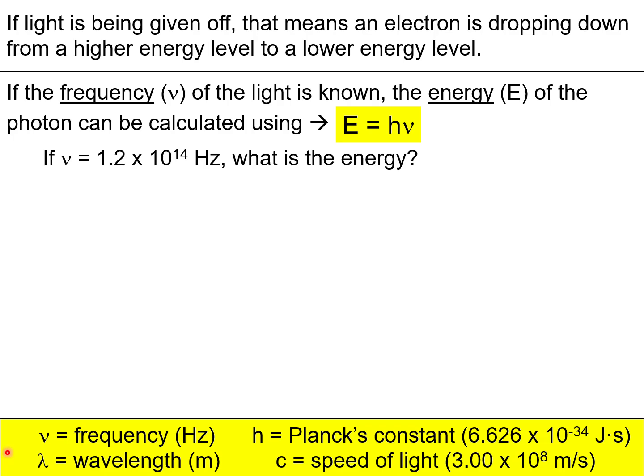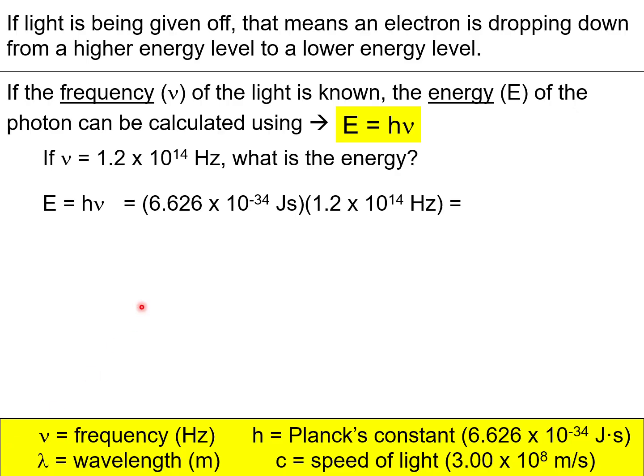And so the example is, if we have a frequency of 1.2 times 10 to the 14th hertz, what is the energy? So we just plug the numbers in. There's Planck's constant times the frequency, and we get an energy of 7.95 times 10 to the minus 20 joules.